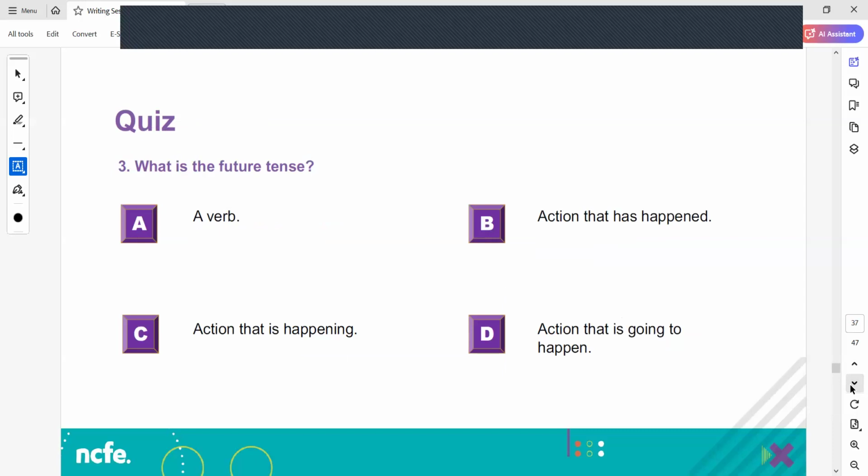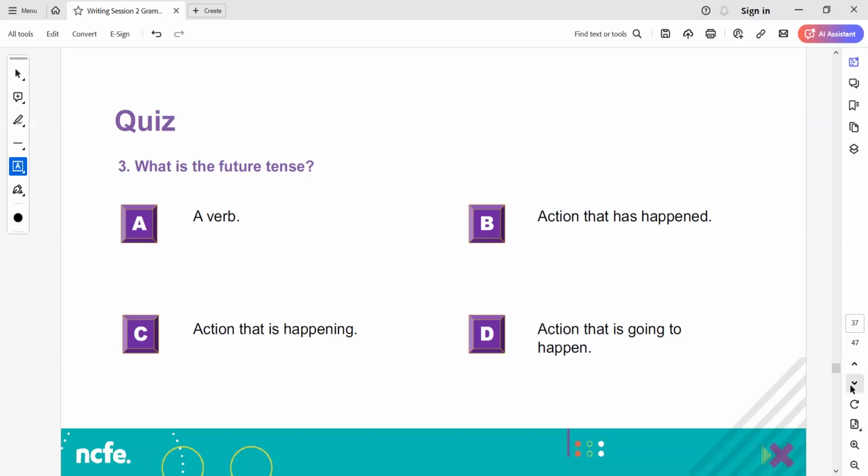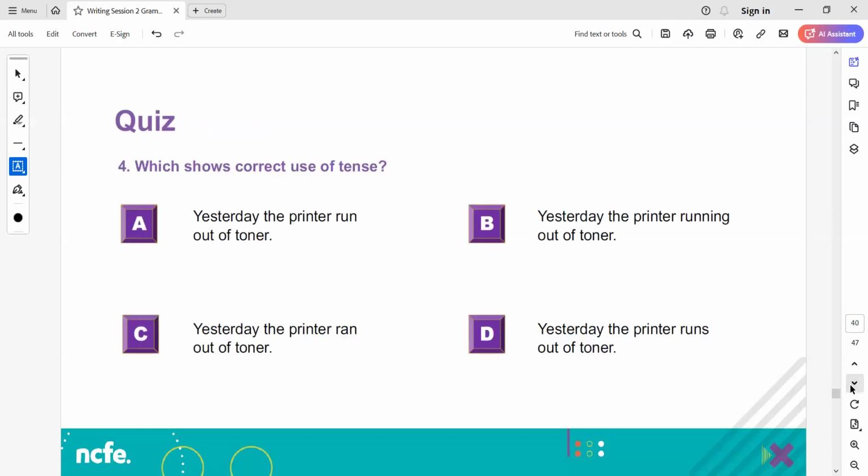What is the future tense? A verb, an action that has happened, an action that is happening, or an action that is going to happen? It's going to happen. Good, well done. Which shows the correct use of tense? Yesterday, the printer run out of toner. Yesterday, the printer running out of toner. Yesterday, the printer ran out of toner. Or yesterday, the printer runs out of toner. Which one is correct?